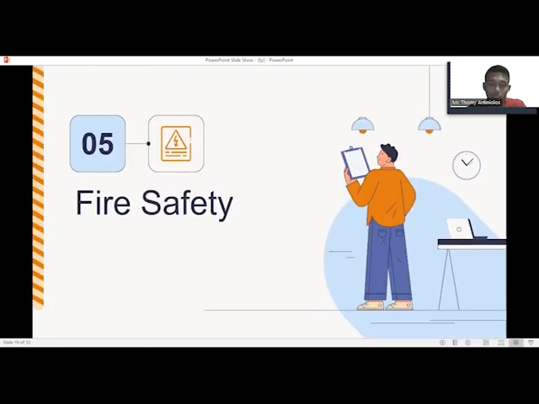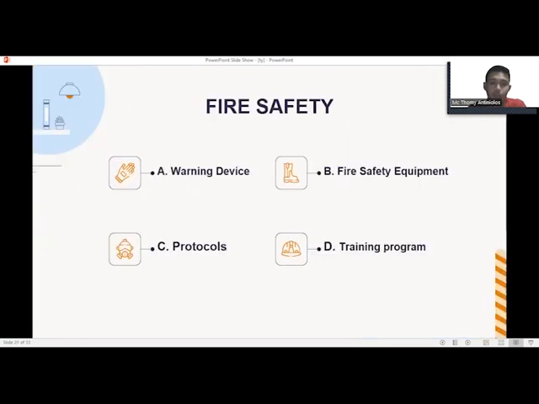Number 5, fire safety. A, warning device. B, fire safety equipment. C, protocols. D, training program. Unfortunately, there is no fire safety practices displayed in the shop.